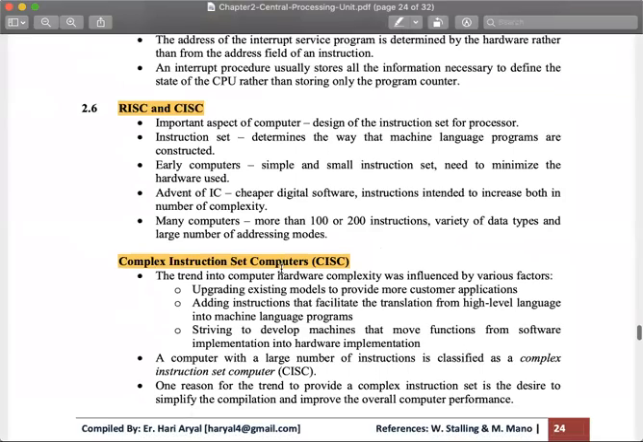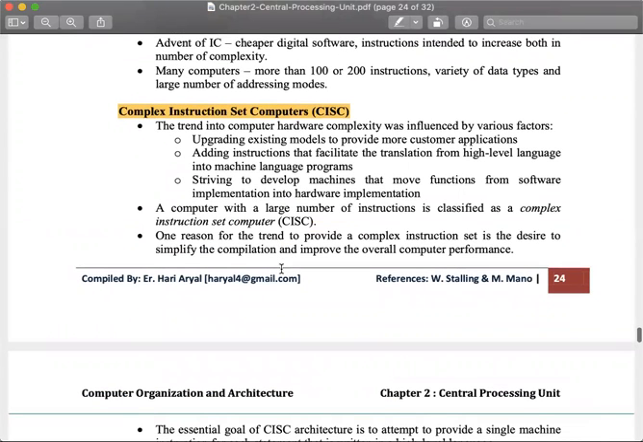Okay, the next one is the last topic of mine, called RISC and CISC. RISC and CISC are kinds of architecture in our computer system. We'll go for CISC first. CISC, the full form of it, is complex instruction set computer.